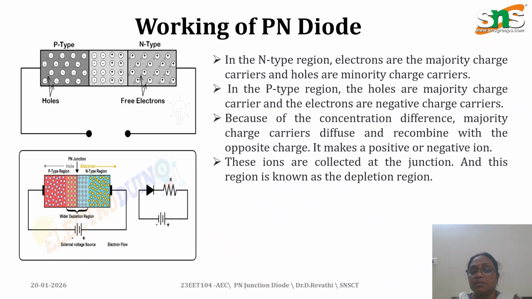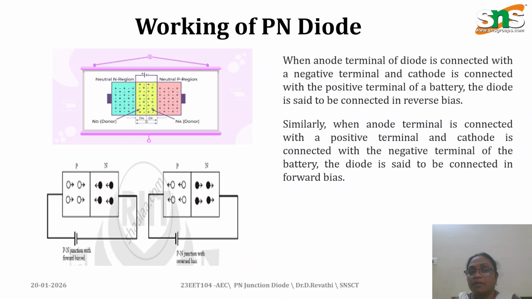If you apply a voltage beyond the limit of 0.7 volt or 0.3 volt, then the diode will conduct. This is the working principle: if you apply a higher voltage, current will flow from positive to negative, and electron flow takes place.